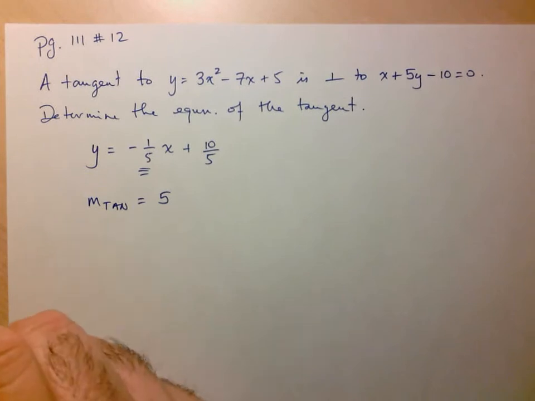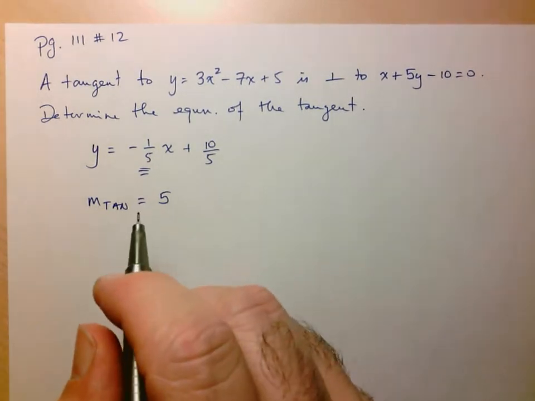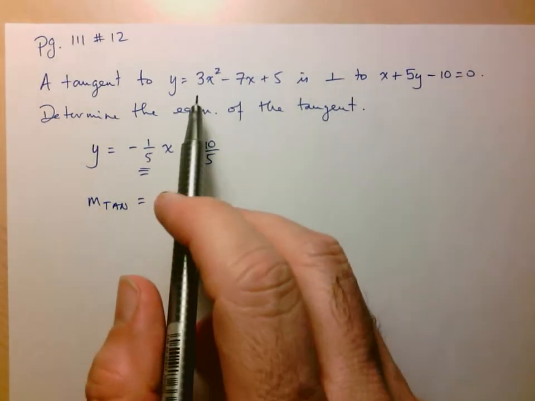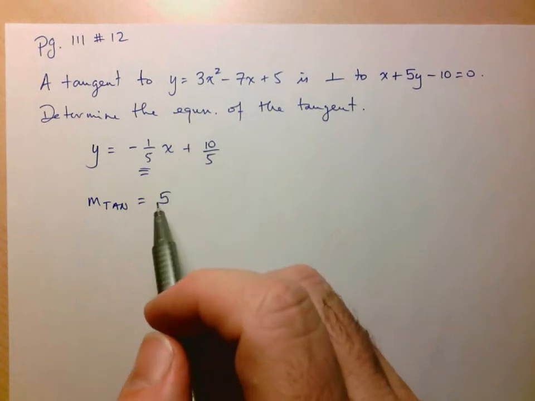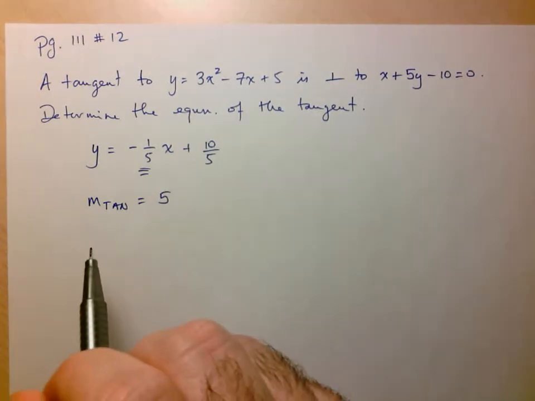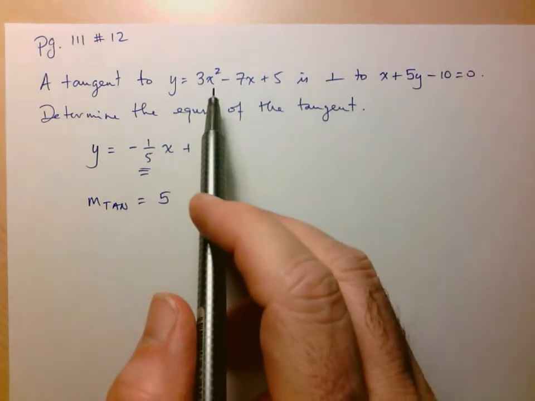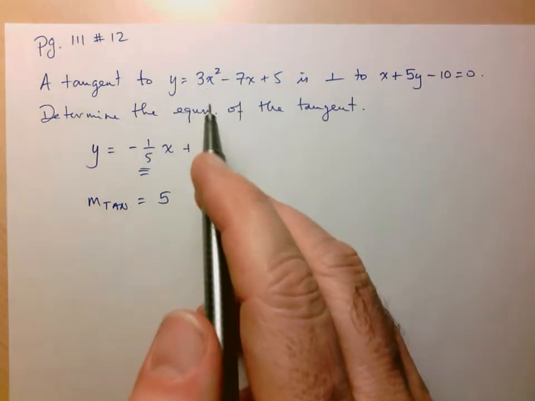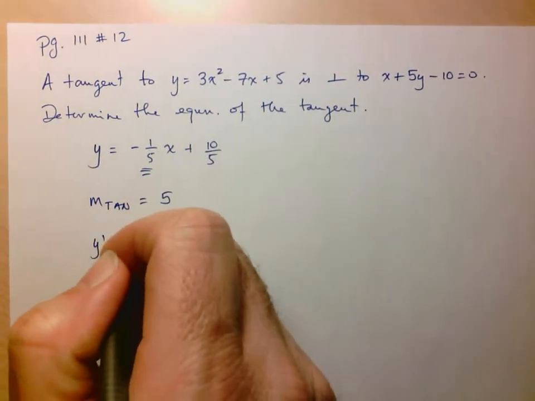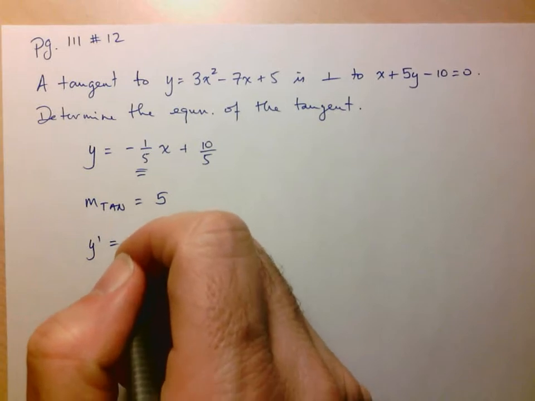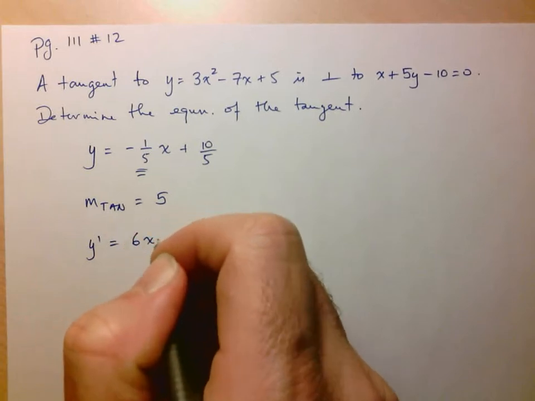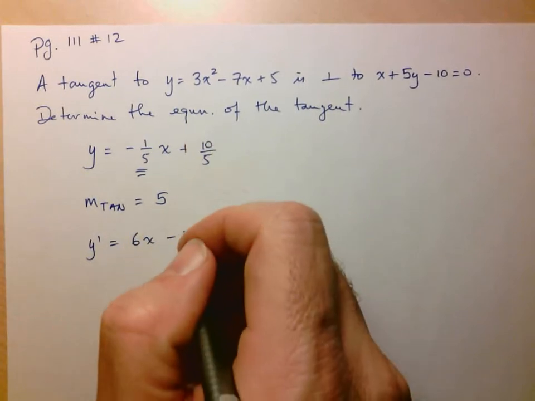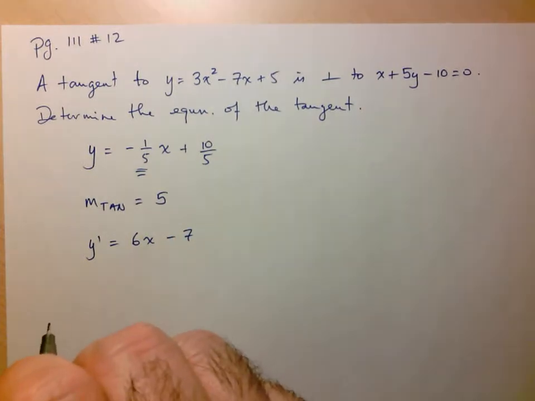Okay, so essentially I need to determine what x value or x values gives a tangent with a slope of 5 to this function. Okay, so in order to do that, we're going to use a derivative. So we'll find the derivative of y. So that just gives us 3 times derivative of x squared is 6x, and then derivative of 7x is just 7, and derivative of 5, of course, is just 0.